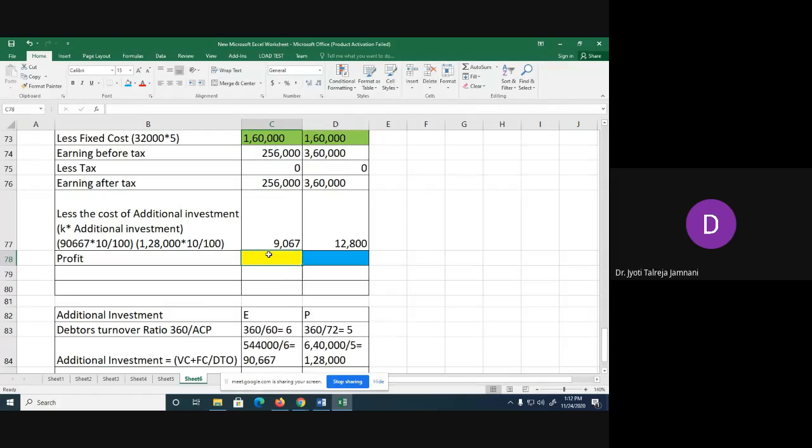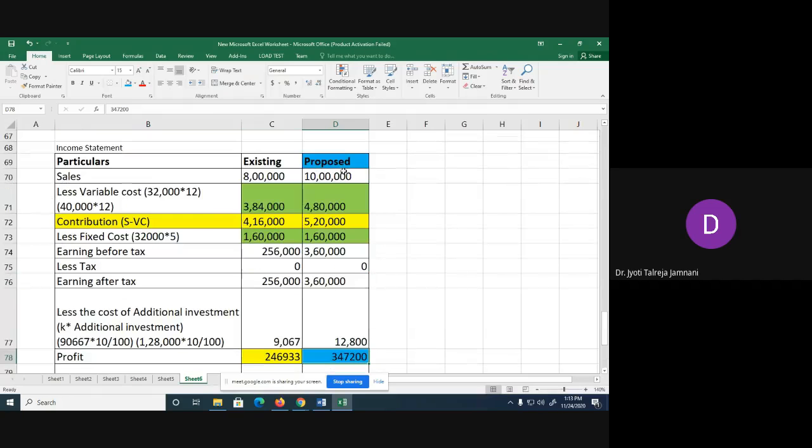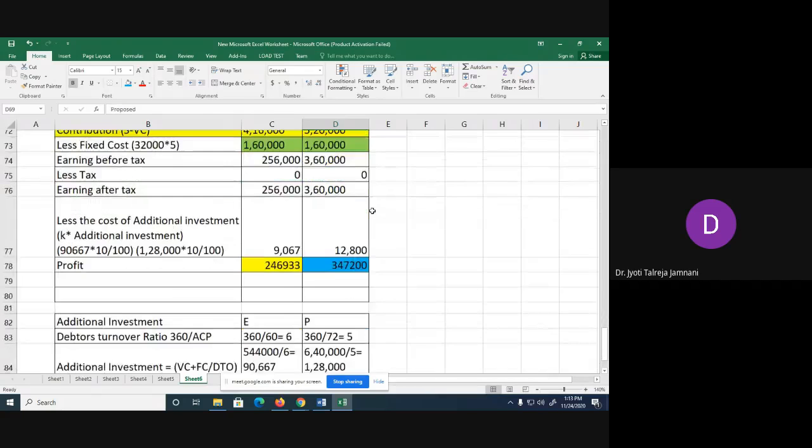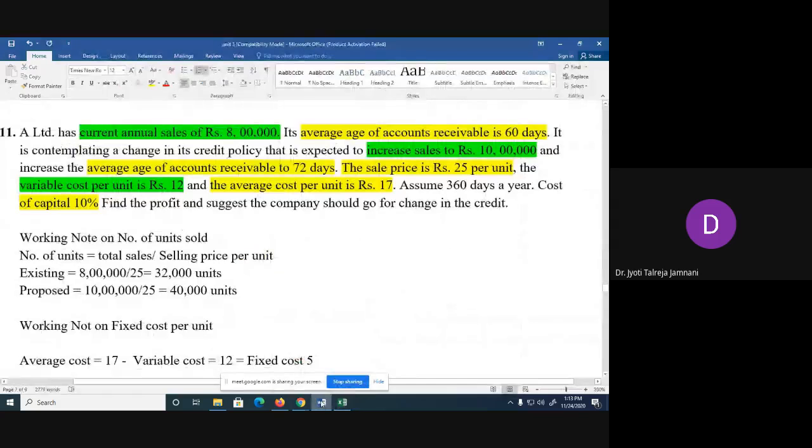2,56,000 minus 9,067, 2,46,933 you get. And 3,60,000 minus 12,800 is 3,47,200, which is the highest profit, proposed. So we will go for the proposed. Are you all getting these sums? Any doubts?